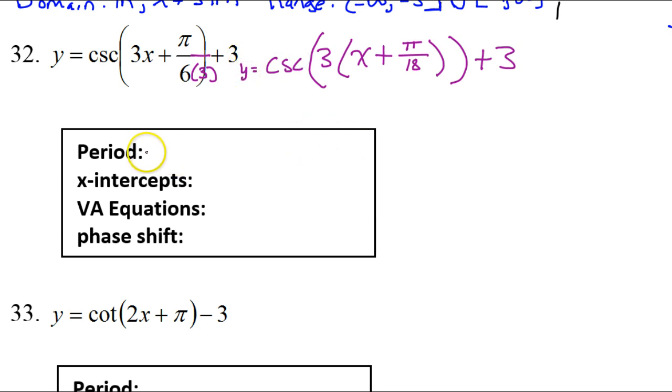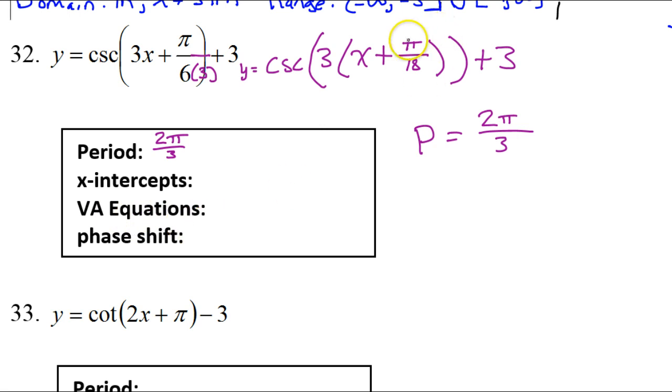Okay, we're going to need to know what's going on with the period. So the period is always the regular period, which is 2 pi for cosecant, 2 pi divided by the b value, which is 3. So the period is just 2 pi over 3. We will deal with the x-intercepts and the asymptotes later.